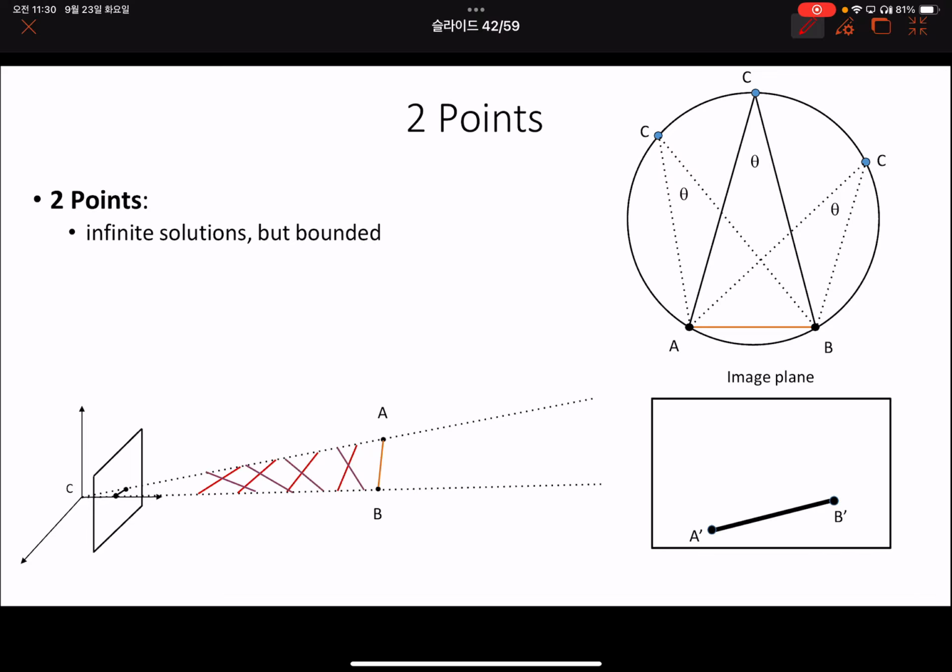And with 2 points, infinite solutions but bounded. We can change the rotation and translation of the camera to explain this image coordinate observation and world coordinate observation. So it's bounded, but infinite solutions.